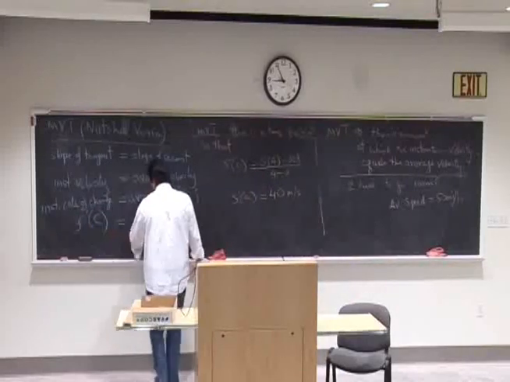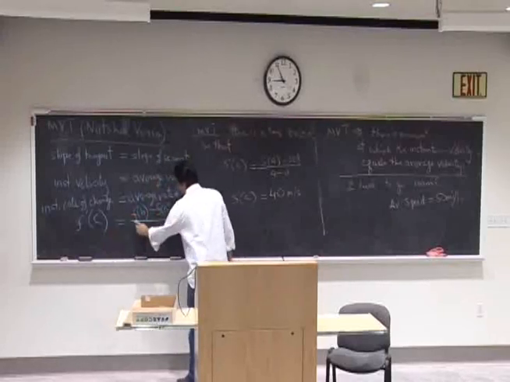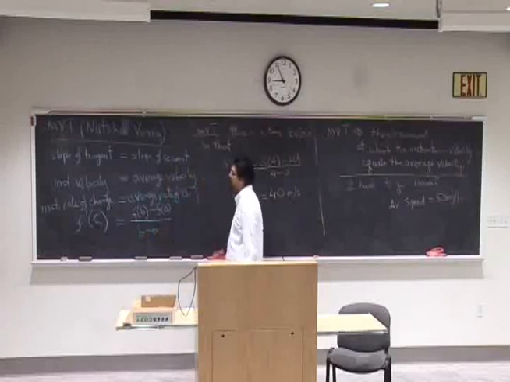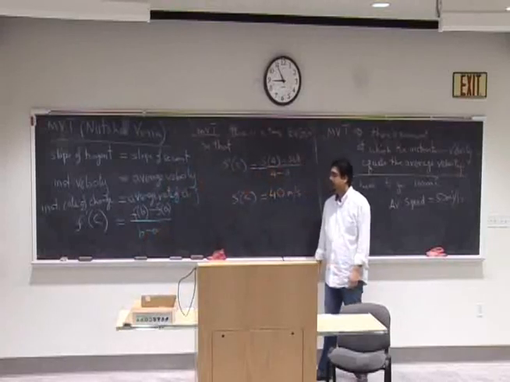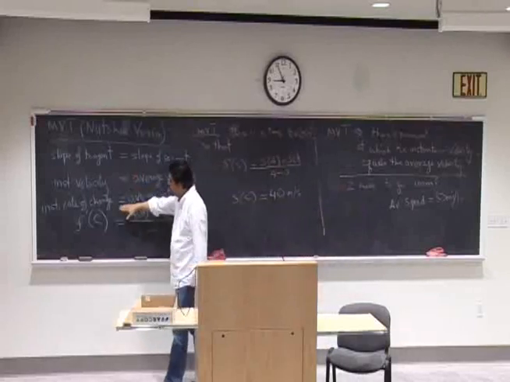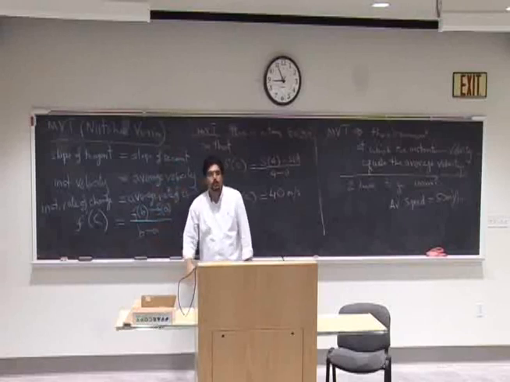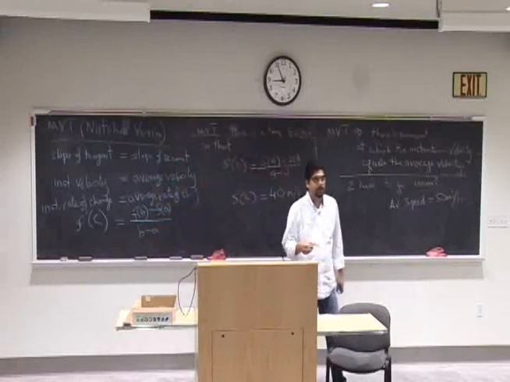f prime of c equals f of b minus f of a over b minus a. Okay? It would help if you could make the connection between this statement and one of these interpretations when you're thinking about the mean value theorem. All right?